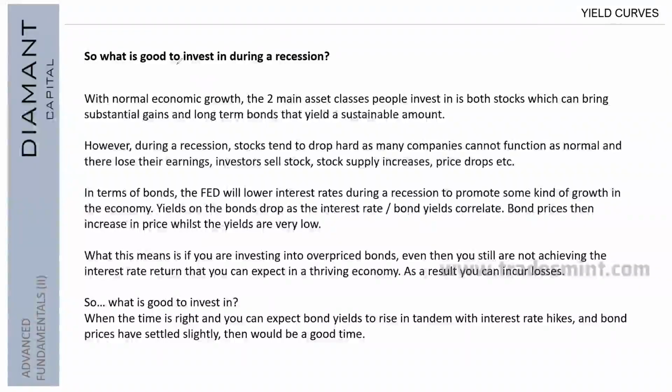So what's good to invest in during a recession? With normal economic growth, the two main asset classes that people invest in are stocks, which can bring substantial gains, you might see 20% gains in 1 year, and long-term bonds that yield a substantial amount. That's exactly what we see, where the yield is higher during normal economic growth.